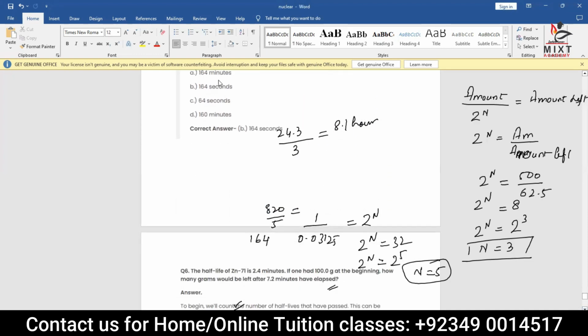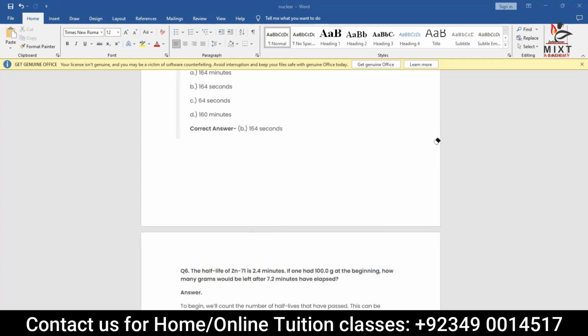Okay, try this one. Half-life of Zn71 is 2.4 minutes. If one had 100 grams at the beginning, how many grams would be left after 7.2 minutes have elapsed? Yes, any one of you? 12.5. Okay. Any other? Safiullah has done this.